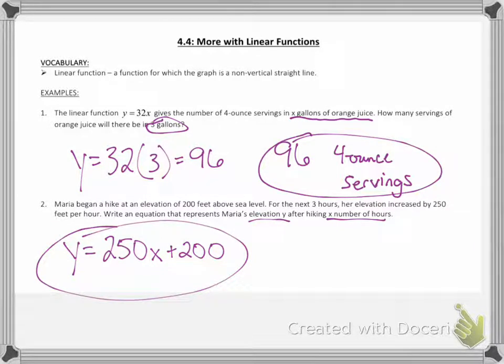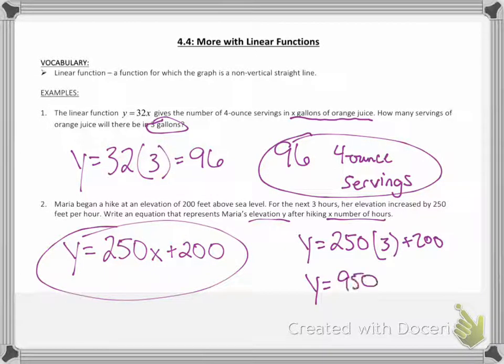Now, it's not asking for this part here, but if the follow-up were to be, well, how high in the air is she after hiking for 3 hours? Since hours is x, all I'd have to do is plug that 3 in for the x, do some quick PEMDAS, and we'd figure out that y is equal to 950, and she'd be at an elevation of 950 feet.